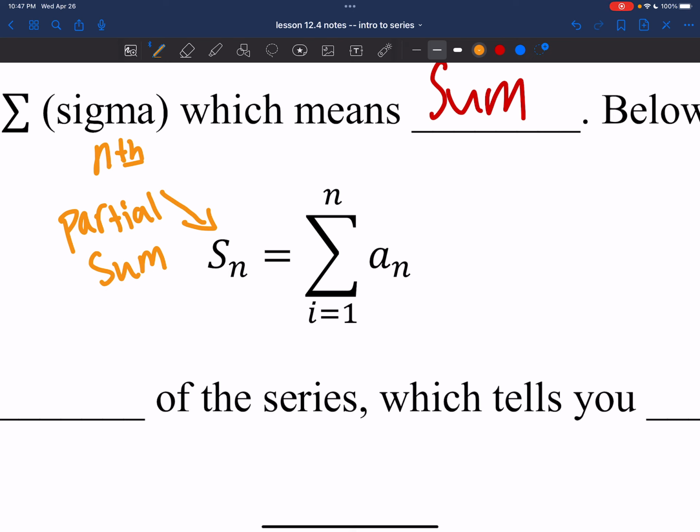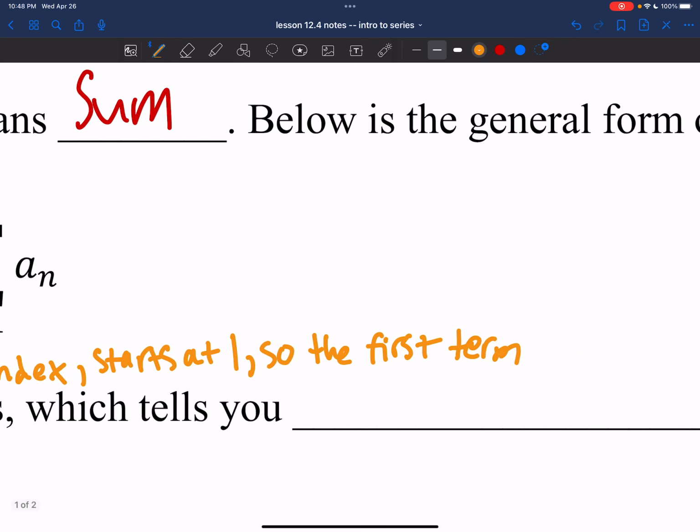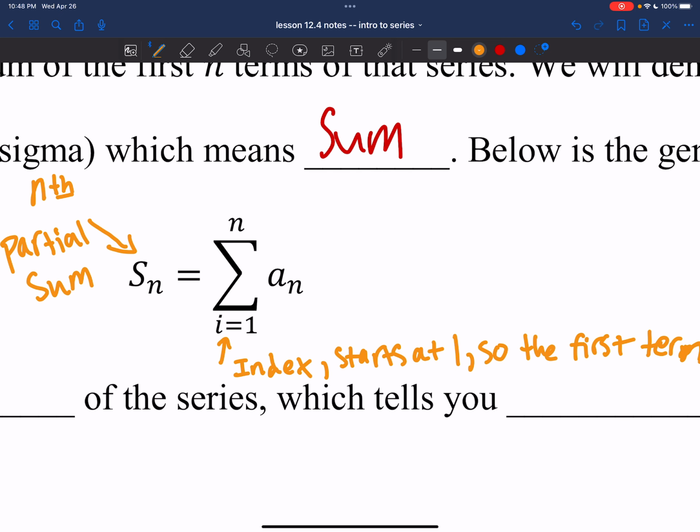Unless it goes to infinity, of course, because you could make n infinity. i equals 1. So i, that's your index. And this one starts at 1, so the first term. Now the thing about a series is you can start it at any term you want.